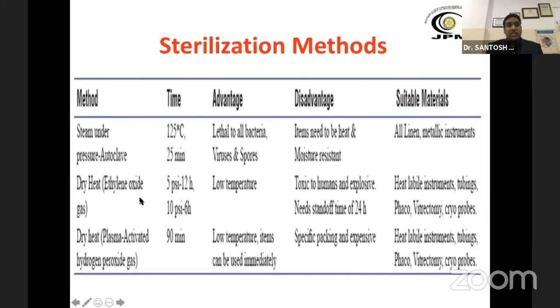This is just dry heat, either at 5 psi for 12 hours or 10 psi for 6 hours. The advantage is that it works at a lower temperature, but the disadvantage is that it is toxic to humans and it can be explosive sometimes. But it is very useful for heat labile instruments, tubings like phaco and vitrectomy, cassettes and probes. And the third one is plasma activated, which is usually not used most of the time.